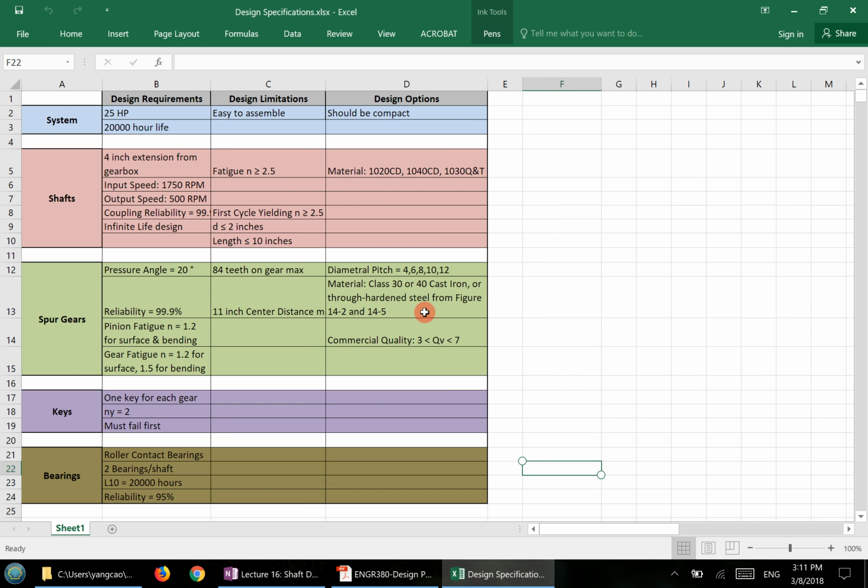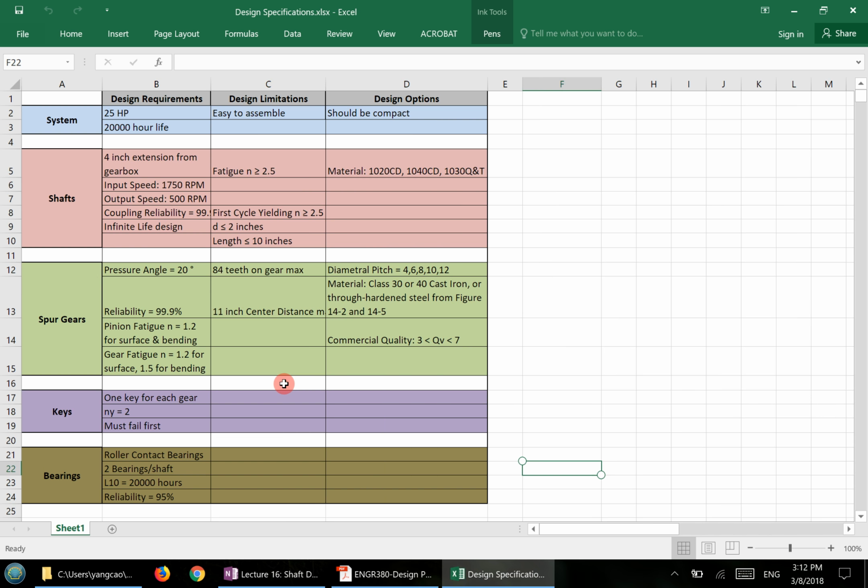The gear material is restricted to cast iron and steel. For the steel, you should look at figure 14-2 for the bending stress number, and 14-5 for the contact stress number. And there's also a restriction on the maximum center-to-center distance. For the shaft, the materials are chosen only from the options listed here. The shaft has a design fatigue safety factor of at least 2.5. The case has a safety factor of 2, and the bearing has a life requirement. We'll look at it later.